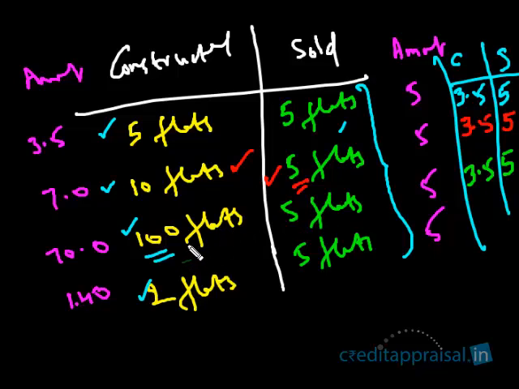So it's a different matter that I have completed 100 flats. But since I'm taking the sale for only 5 flats, I have to match the cost of those 5 flats only. So even in the third example, we have a profit of 1.5. So you might get it out. What happens to the remaining cost, right? So here there is no remaining cost, of course.